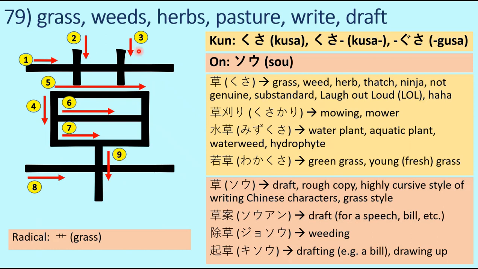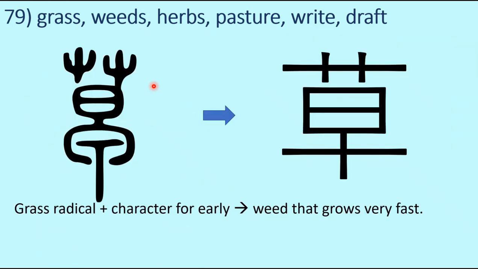So we can see here that this is the grass radical, and this is the symbol that we just saw in one of the previous slides related to early or fast. So this is how this character is written in this order of 9 strokes.